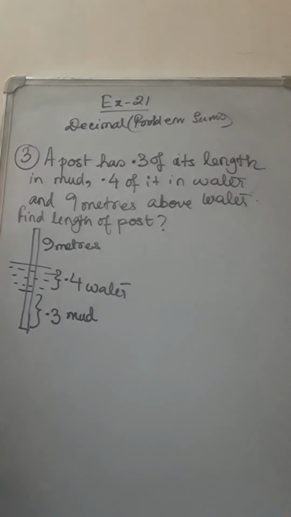So here the total, how many posts are there? Only one post is there, one standing long post. So the total number of posts is 1. Out of that, 0.3 is inside mud. So this only tells you the fraction of the pole that is inside mud, and 0.4 of the stick is inside water. But it does not give you any actual measurement. How many meters is above mud or how many meters is above water.